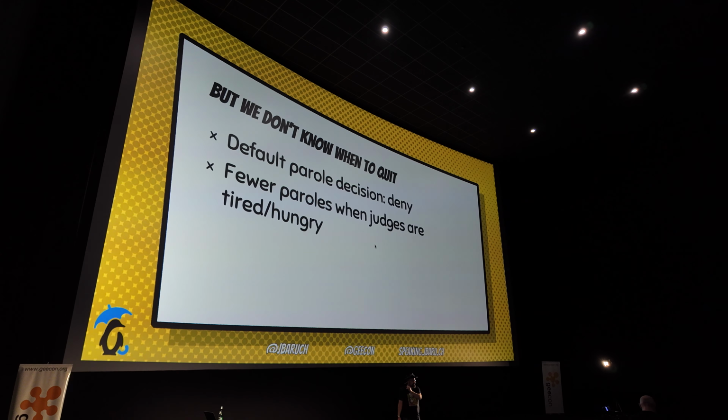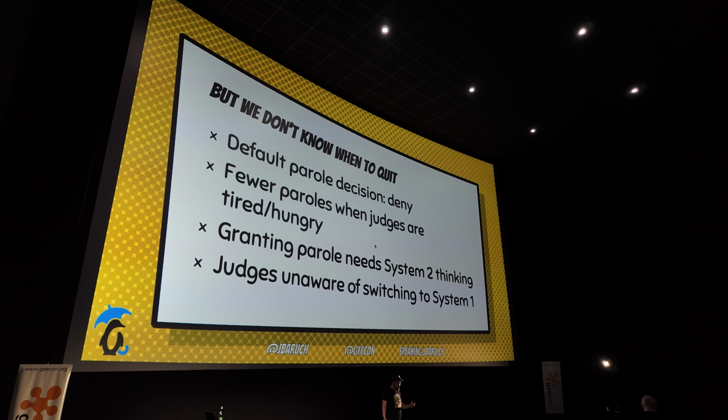Now, obviously, this wasn't a deliberate behavior. Parole judges want to do a good job. If they realized that their behavior is affected by hunger and tiredness, they would definitely stop. But they didn't realize it. We don't know where to stop. And the reason is, granting parole needs system 2, and the judges were unaware when they switched automatically to system 1 and gave the default answer of denying parole.